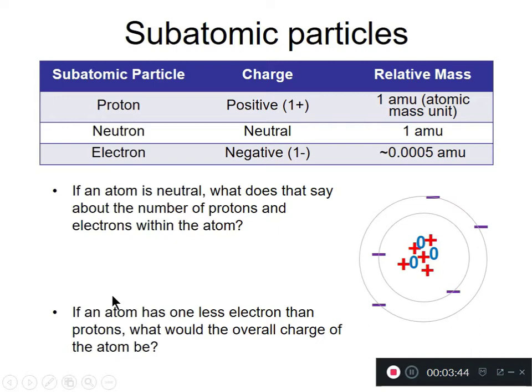So question 1, and I've built a little model here to look at. Here are my protons and my neutrons in that dense core. Here are my electrons on these orbits outside the nucleus. If an atom is neutral, what does that say about the number of protons and the electrons within the atom? Is there a relationship? Is it random? I want you to think about that for a minute. Go ahead and pause. Okay. And if an atom has one less electron than protons, what would be the overall charge of the atom?